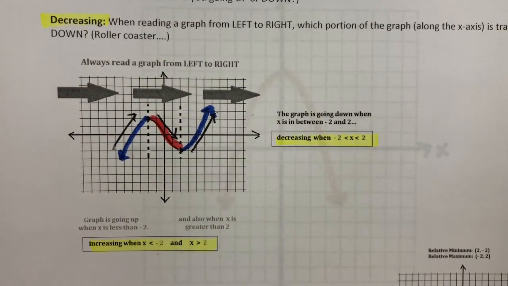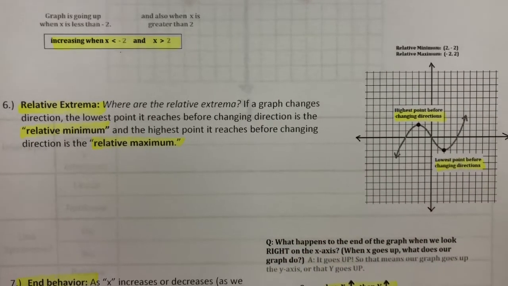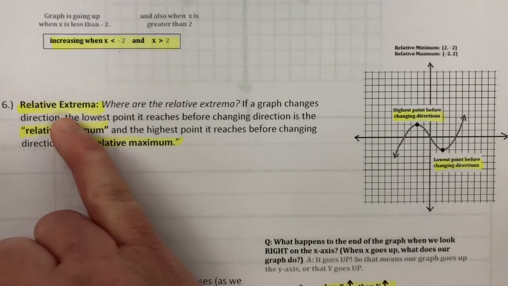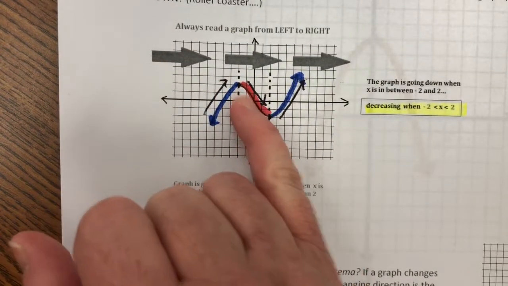Don't overthink it. It's just simple. I'm talking it to death, sorry. All right, number 6, we're almost done. Relative extrema. So those two points where I switch directions, those are relative extrema.